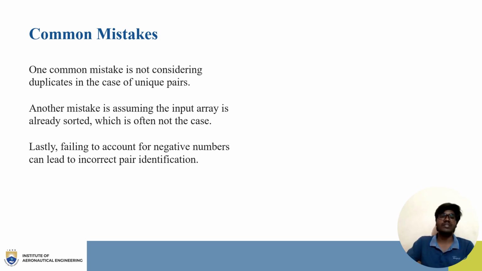So these are the common mistakes: not considering duplicates in the case of unique pairs; another mistake is assuming the input array is already sorted, but it's not sorted, so we have to sort it using the sort command, which is often not the case; and failing to account for negative numbers, which can also lead to incorrect pair identification.